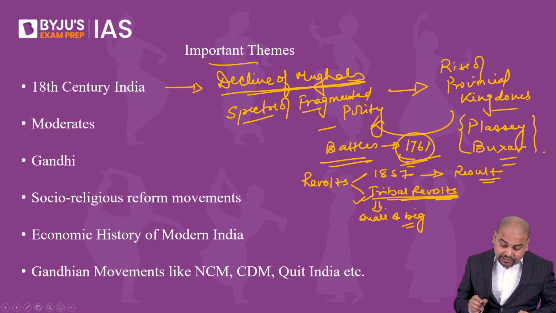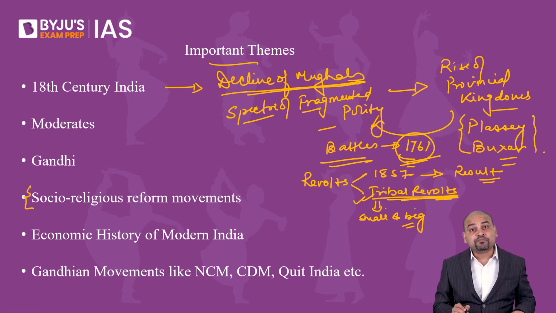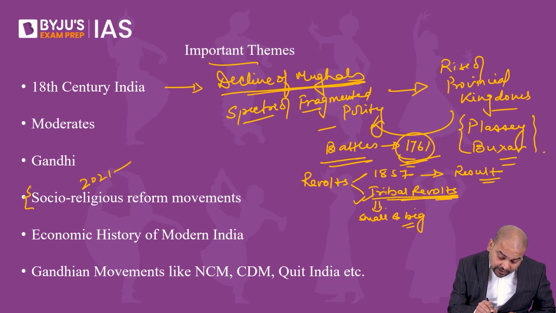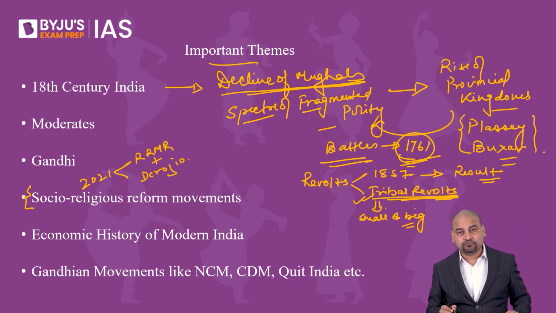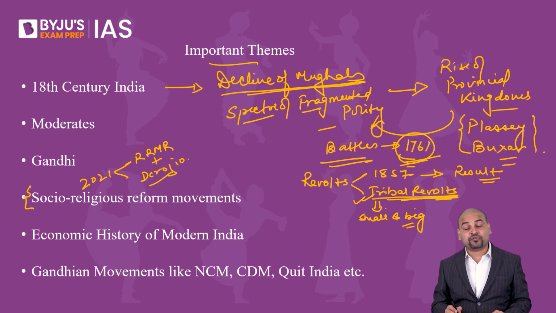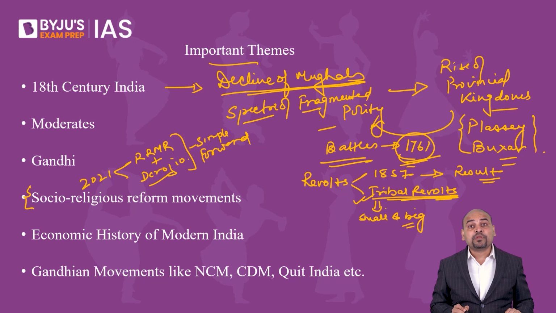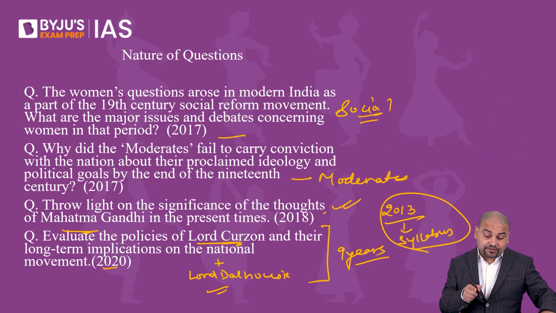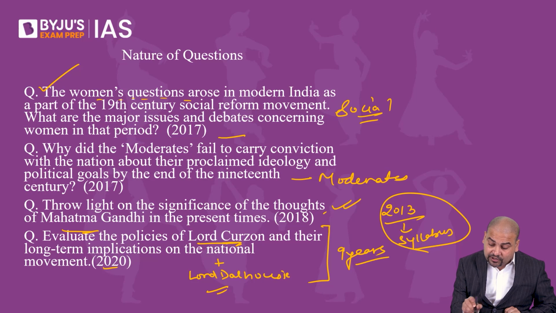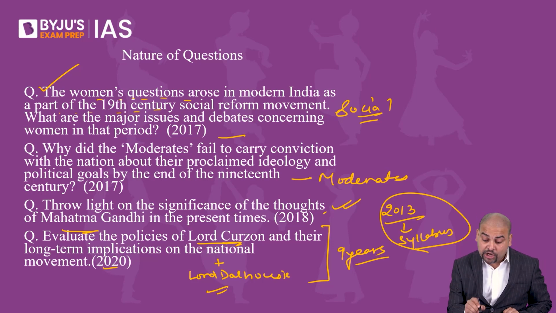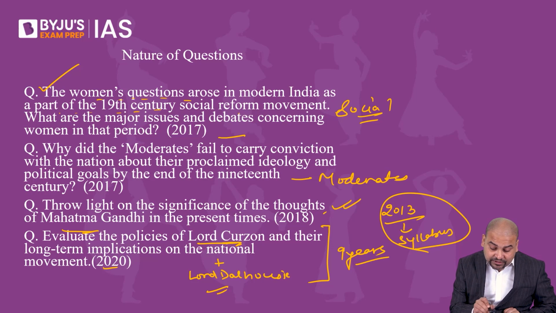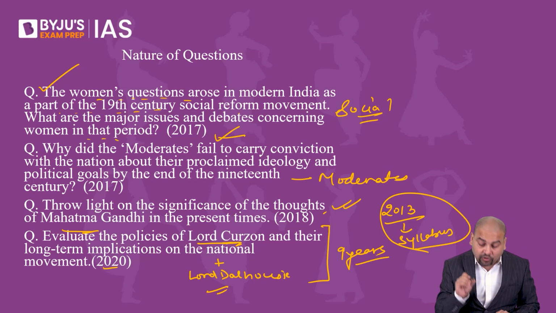Then we come to chapters like the socio-religious reform movement. Even in 2021, there was one question here on the contributions of Raja Ram Mohan Roy and Vivian de Rozio. So questions have come from this section also. And this was a very simple, straightforward question, but it has come. In the previous slide only, I have already shown the 2017 question. See here, the women's question arose in modern India as a part of the 19th century social reform movement. What are the major issues and debates concerning women in that period? This has already been asked.